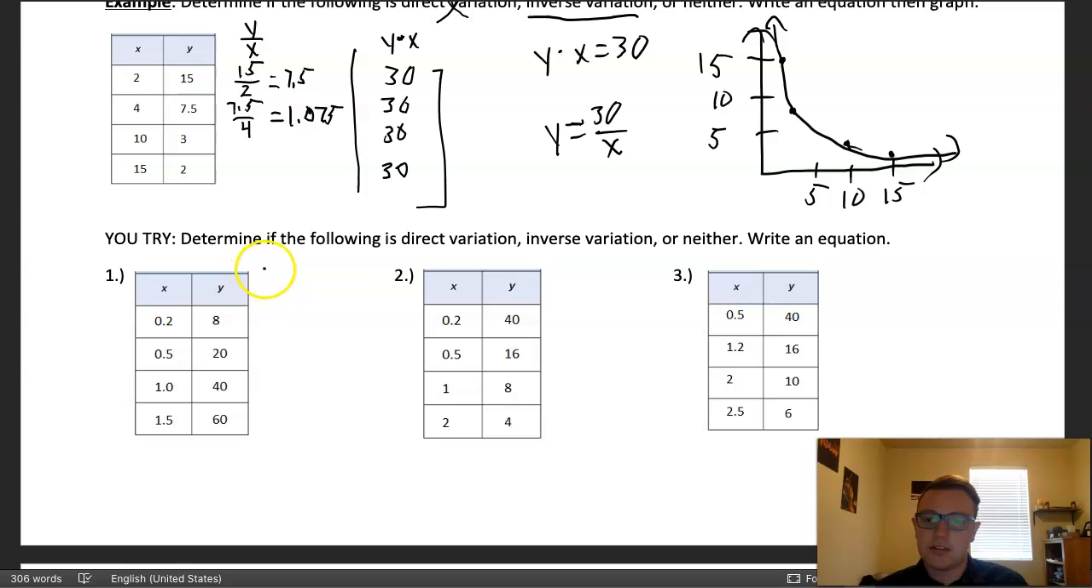Let's start by trying to divide, see what that gets us. So we take y over x. That's going to be 8 over 0.2. Put that into your calculator. 8 divided by 0.2 gives you 40. So 40 is what we're looking for. What about 20 divided by 0.5? That's also 40, so we're off to a good start. 40 divided by 1 is 40, and 60 divided by 1.5 is 40. So we are dividing these two. It's a ratio, meaning that this is going to be direct variation.